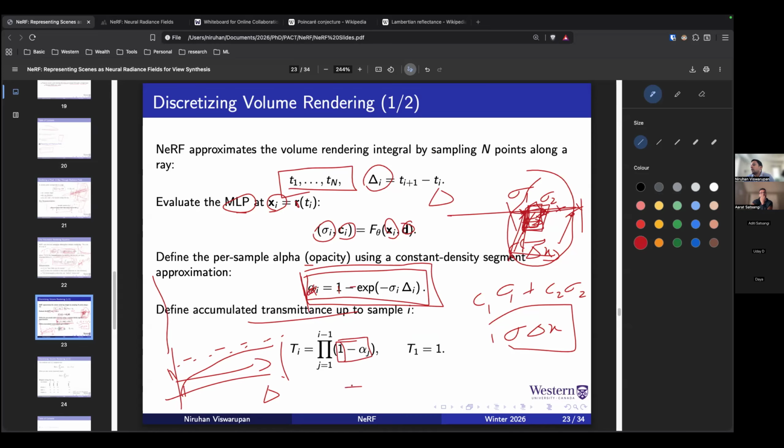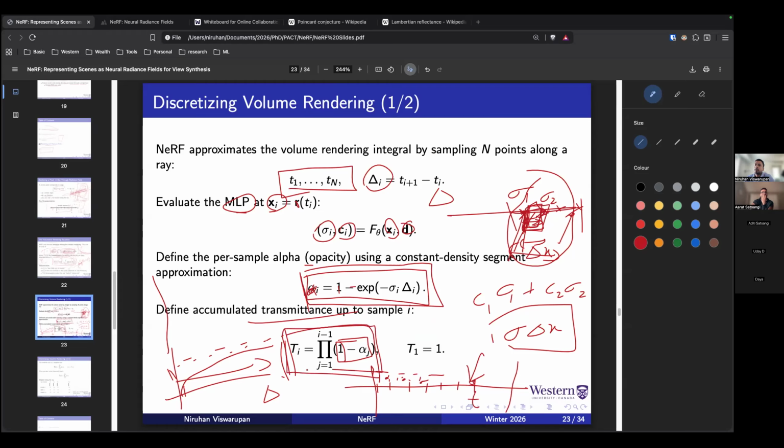Let's say you have a line segment here. This is your starting boundary, this is your ending boundary, you are here, and you have, let's say, 5 intervals. What you do is you take 1 minus alpha 1, 1 minus alpha 2, 1 minus alpha 3, and you just multiply all of this, and that will be your transmittance at this t point. That is what is given by this equation.